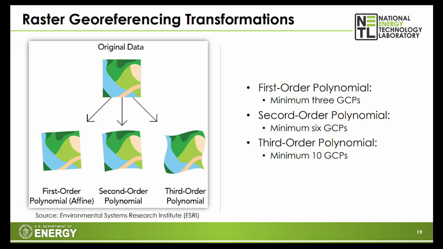At the same time, it's pretty time consuming as well. So you need to find a sweet spot between the first order, second order and third order, which is actually second order. It only requires at least 6 GCPs, and it's time saving as well compared to the third order polynomial transformations.